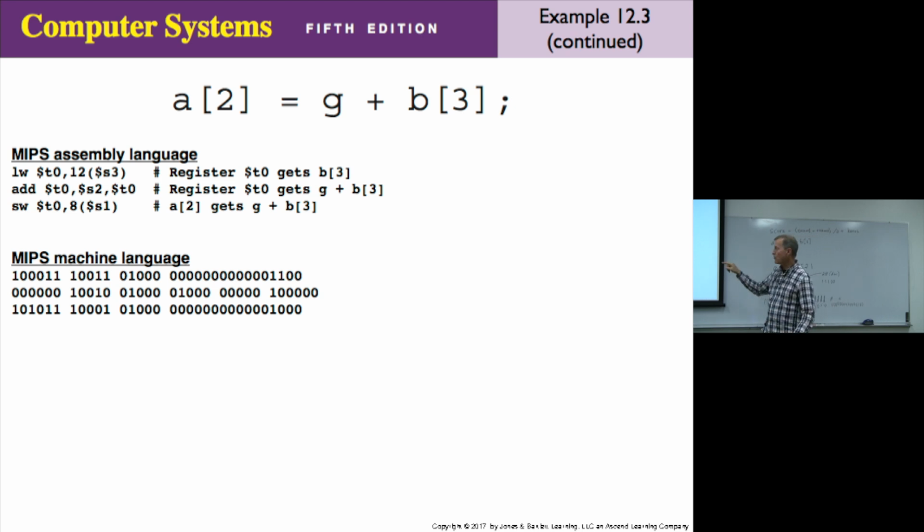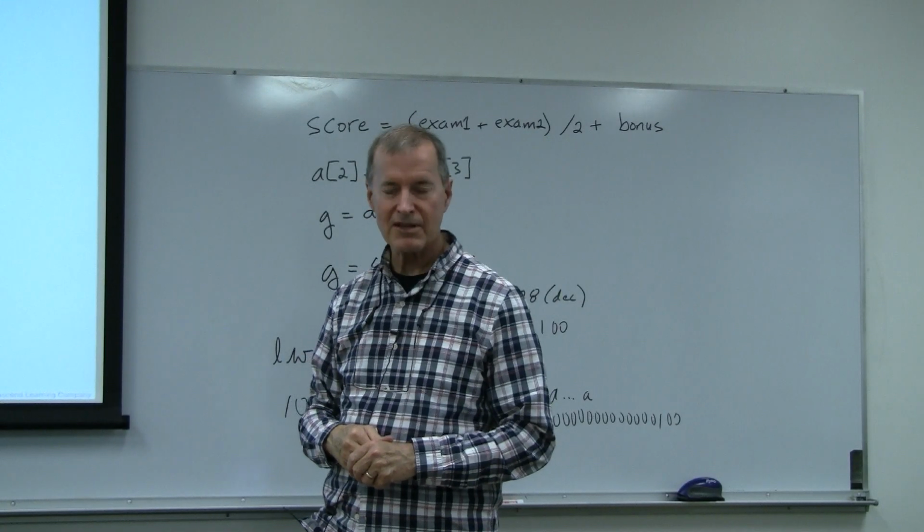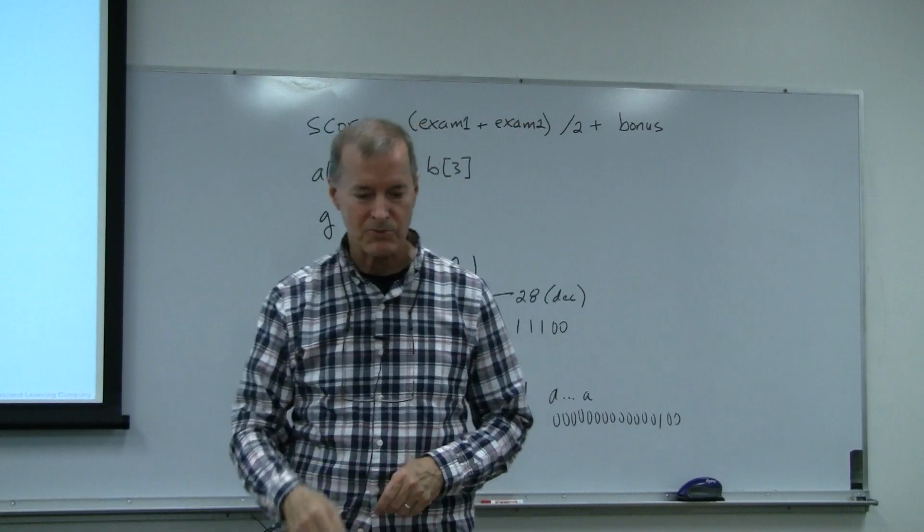And then we store word from T0, and why is that 8 $S1? Well, if the 12 was because of B sub 3, the 8 is because of A sub 2, and 2 times 4 is 8, because that's the offset. And there's the corresponding MIPS machine language. Are we good? Does everybody see how these examples work?